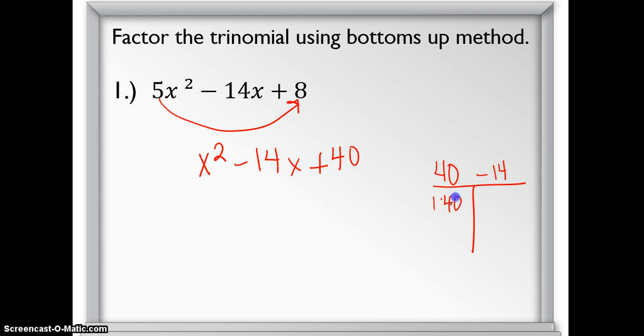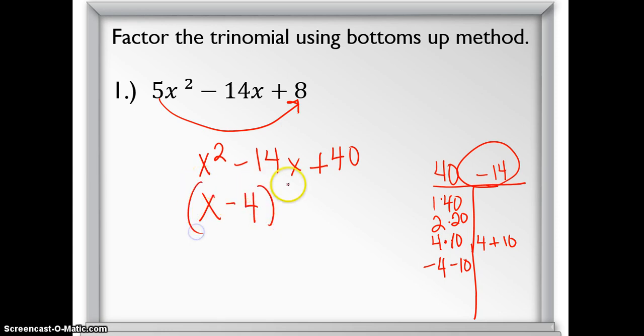1 times 40, that's not going to work. 2 times 20 doesn't work. 4 and 10, well, if you add 4 plus 10, that's a positive 14, but we're trying to get to a negative 14. So a negative 4 and a negative 10 are my two factors that work for this. Again, you're going to do x minus 4, x minus 10.